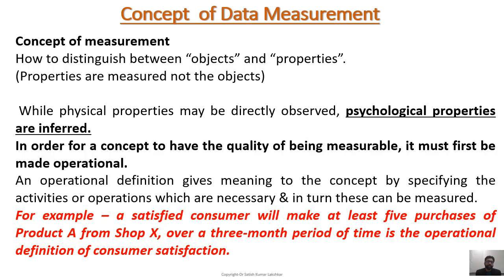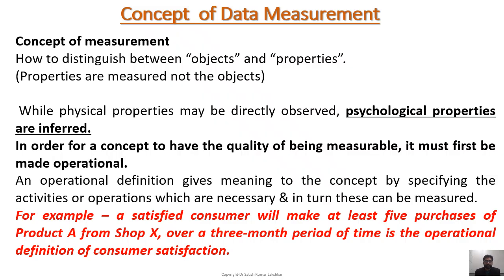In order for a concept to have the quality of being measurable, it must first be made operational. An operational definition gives meaning to the concept by specifying the activities or operations which are necessary, and in turn these can be measured. Now let's talk about an example. For example, a satisfied consumer will make at least 5 or multiple purchases of a product A from a specific shop, let us say X, over a 2-3 month period of time. This is the operational definition of customer satisfaction. By this example, we are trying to define how we define a satisfied customer.